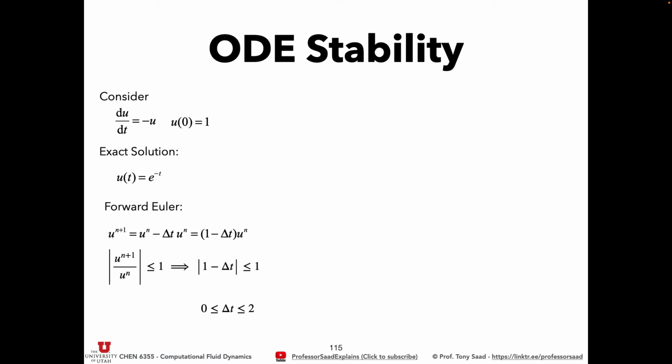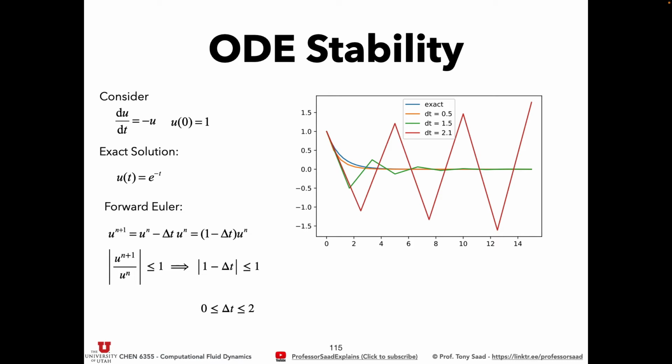It gives you two conditions. The most loose condition is that delta t is less than or equal to 2. It is positive, so that condition we are satisfied. So we know that for delta t less than or equal to 2, we get a stable solution. Well, look what happens. What I'm plotting here is the value of u versus time, looking at the exact solution, which is in blue, and showing my numerical solution at different time steps. At dt equals 0.5 in orange, we know that this satisfies this condition. It is indeed stable.